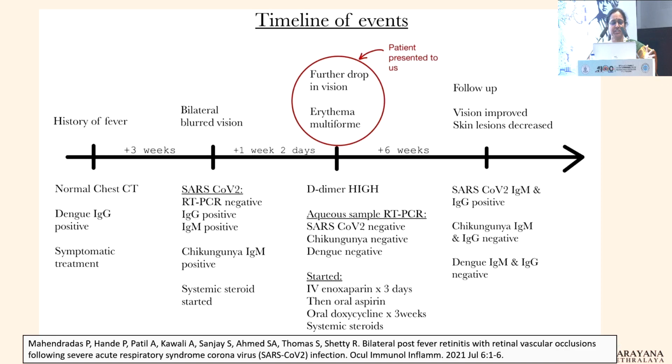These are the investigations we got. PCR was negative, but antibodies for SARS-CoV-2 were positive, dengue was positive, and chikungunya was positive. She also had an increased D-dimer, another profile which goes more in favor of COVID. She was put on anticoagulant, doxycycline and steroids. When we repeated the tests at follow-up, most of the antibodies disappeared, whereas SARS-CoV-2 alone persisted in this case.